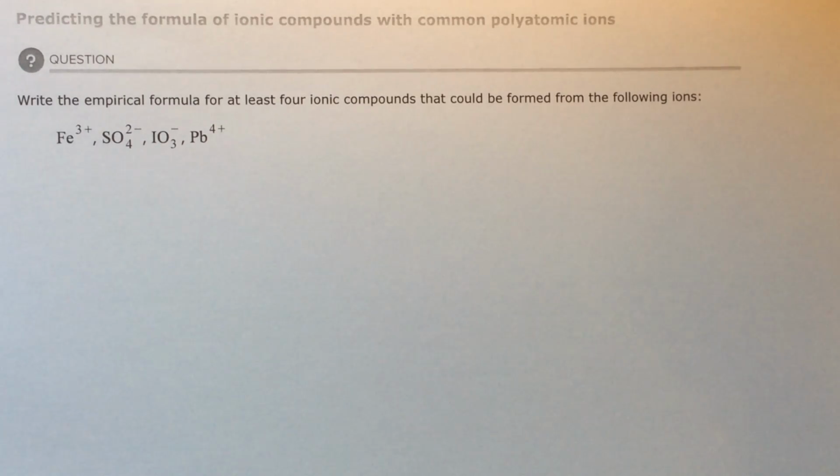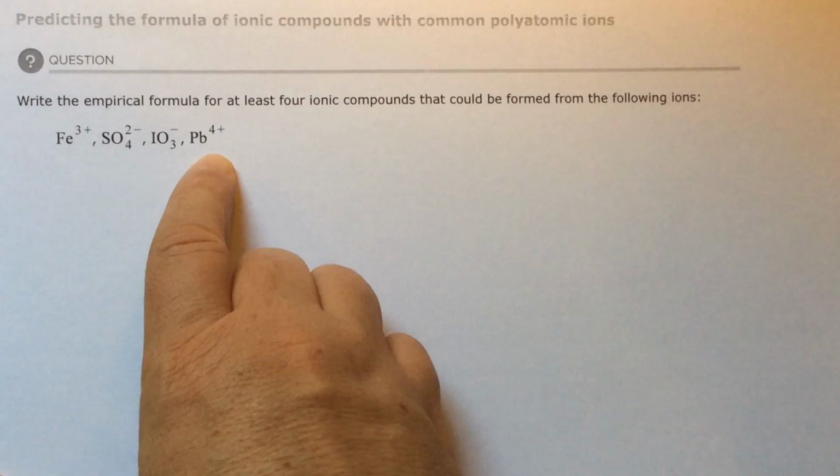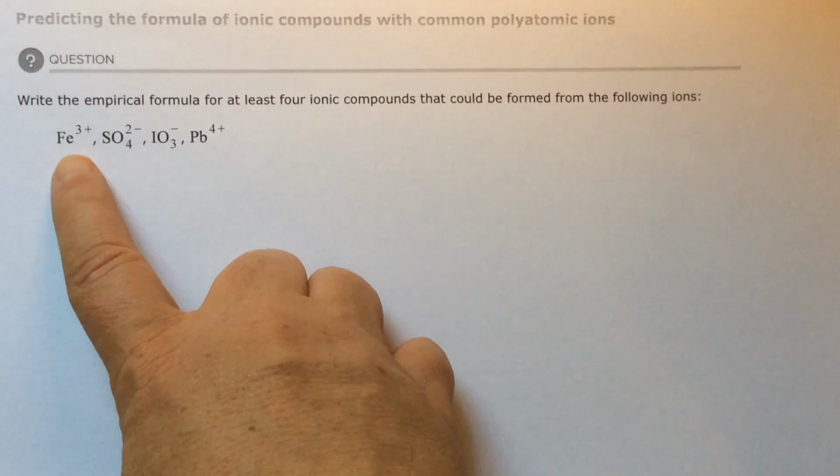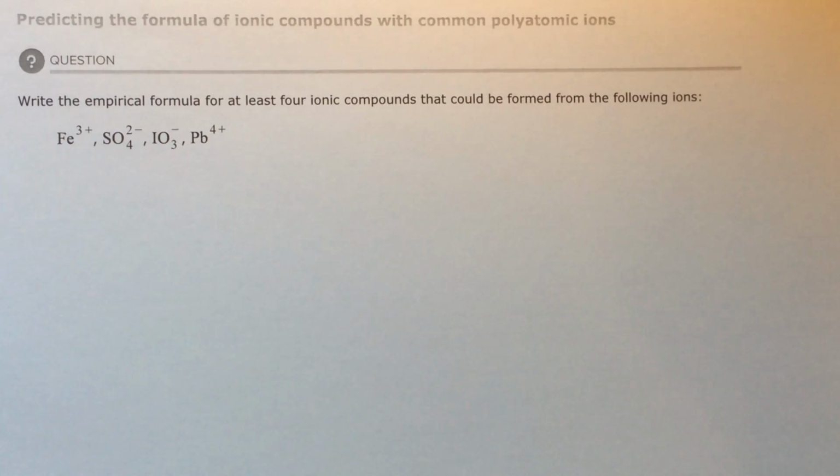They're asking you to come up with at least 4 compounds that could be formed from these ions. So they've given you two cations, the iron 3 and the lead 4. Iron 3, it's named iron 3 because it's 3 plus. Lead 4 because it's 4 plus. And so I'll put those on the top.